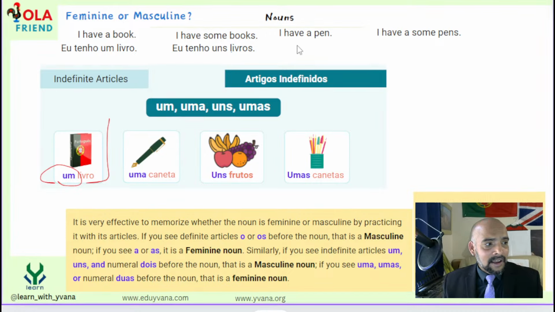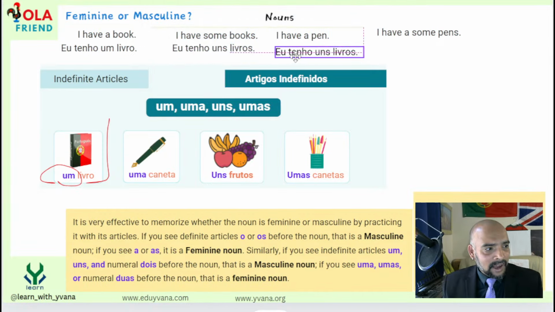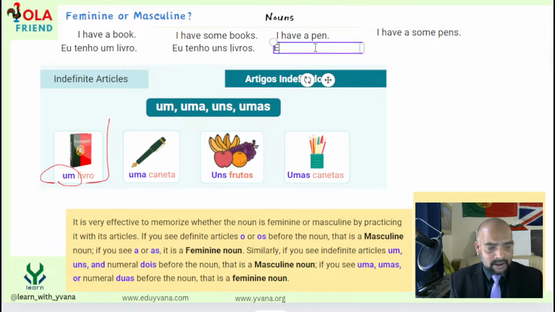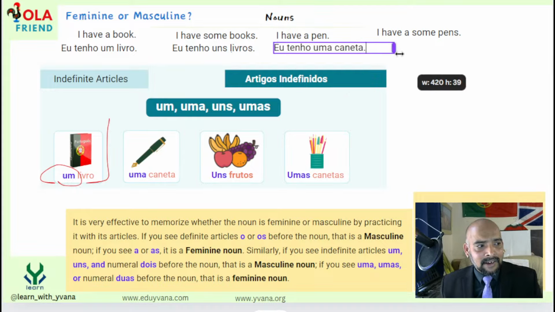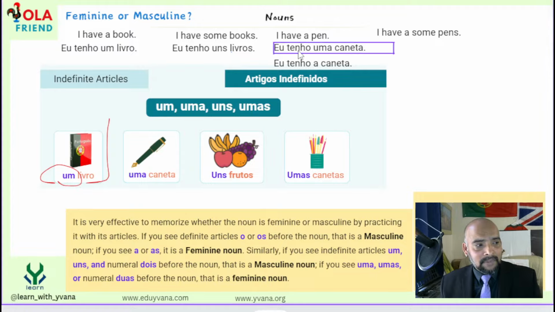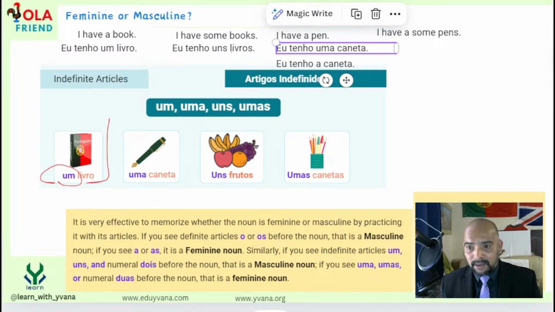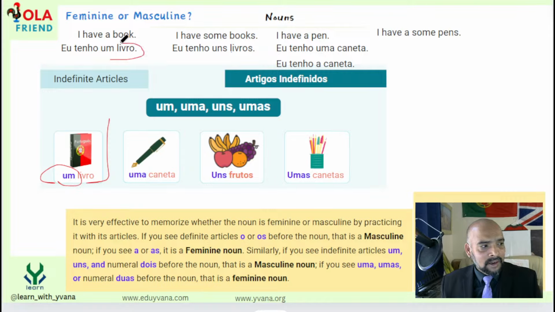And similarly, if you have to say "I have a pen," how can you say it? You have to say "eu tenho uma caneta." With articles, we could also say "eu tenho a caneta," which means I have the pen, maybe a specific pen. But if I have to say "I have a pen," I say "eu tenho uma caneta." So when it is a masculine word, we use um, and when it is a feminine word, we use uma.